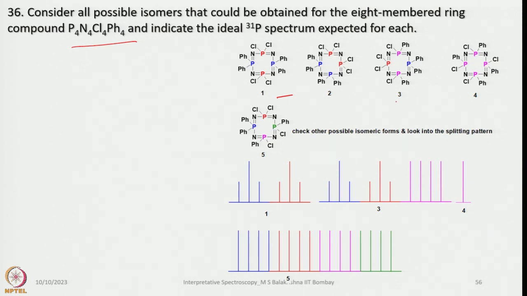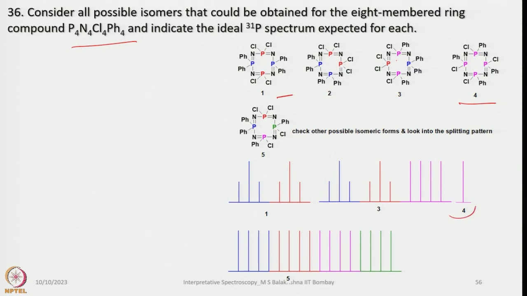And then in the third one, one phosphorus has 2 phenyl groups and one has 2 chlorine, and the other remaining have one each of chlorine as well as phenyl. In this fashion, these 2 are identical, and then P red and P blue are again unique. And then if you look into this one, all of the phosphorus atoms have one each of chlorine as well as phenyl, and this is a very symmetrical molecule, and the chemical and magnetic equivalence of all phosphorus atoms is the same. As a result, it is expected to show a single resonance here.